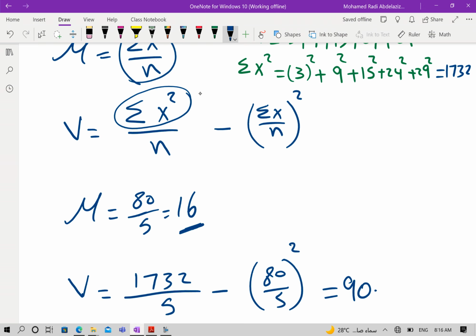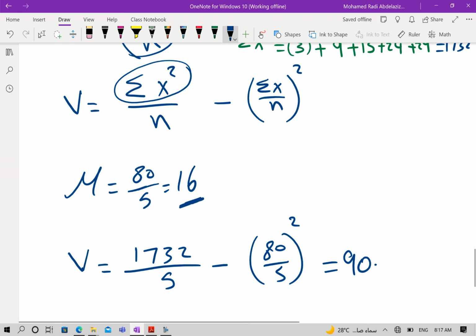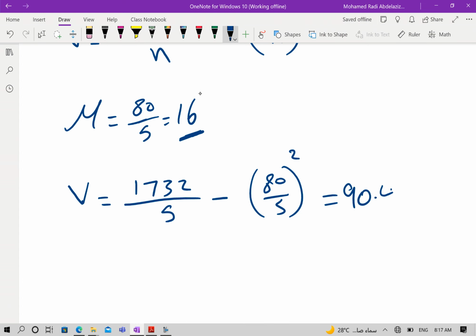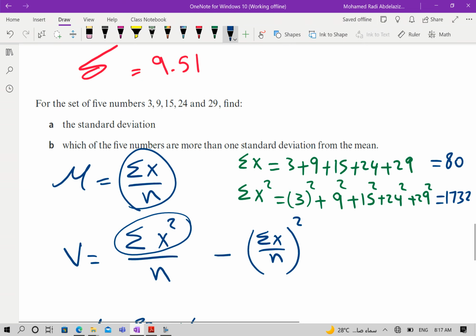90 point. Is it the same answer as the previous one? 90.4? Sure? What is the standard deviation, the square root of the variance, which is 9.51?